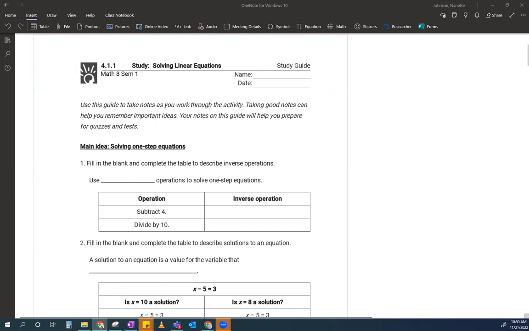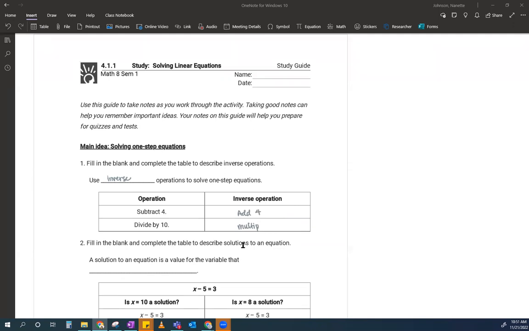All right, so it says fill in the blanks and complete the table. Use what kind of operations? The word is inverse, and inverse means to undo. So if I said subtract 4, what would be the inverse operation? That would be add 4. And if I divide by 10, what would the inverse of that be? Well, what would undo that? Multiplication. So multiply by 10.